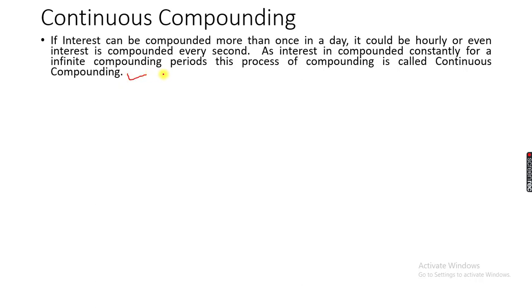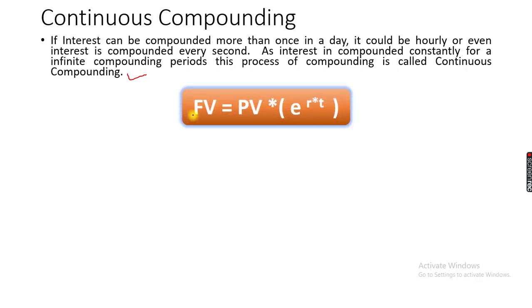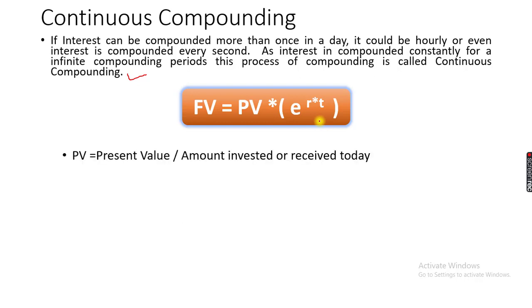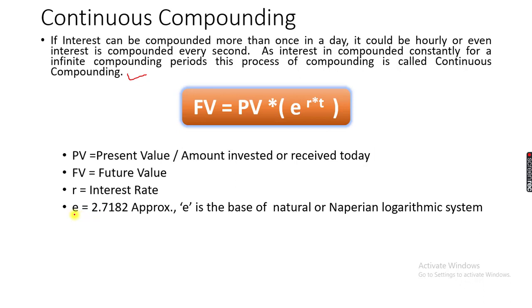In the case of continuous compounding, we use a different formula to estimate future value of money. In the case of a single cash flow, future value is equal to PV into e to the power of r into t. Let us look at the components of the formula, where PV is present value, FV is future value, r is rate of interest, e value is approximated to 2.7182, where t represents the time period.